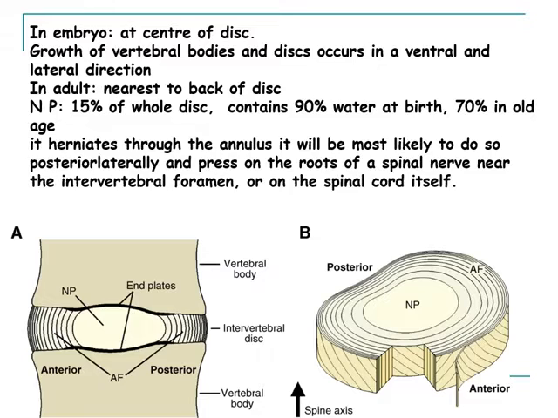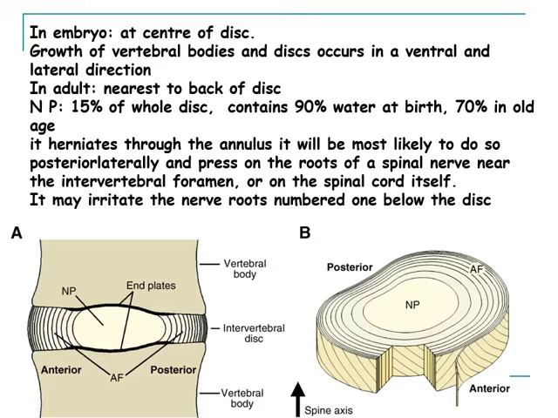Herniation of the disc, herniation of the nucleus pulposus, usually occurs in the posterolateral direction. It will compress the spinal nerve at this part. If the herniation is in the posterior direction, it will compress the spinal cord itself. It may irritate the nerve roots numbered one below the disc.